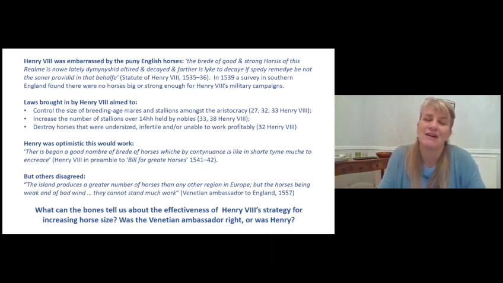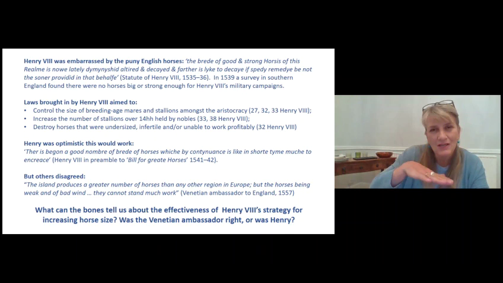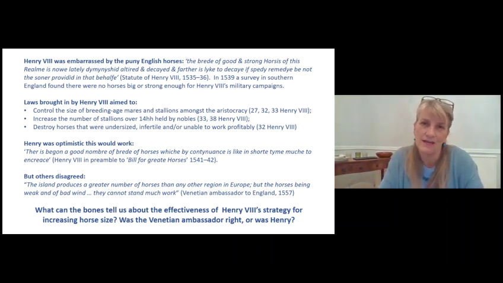So what did you write down? It does seem, when we look at the change in those sizes of the bones, that Henry was actually right. His fairly dramatic laws about the size of horses that the nobles were to have, and about breeding them, and about destroying the smaller animals, had affected quite a change, because there's that sharp growth in the size of animals measured from their bones.